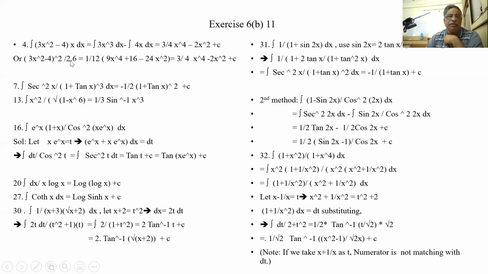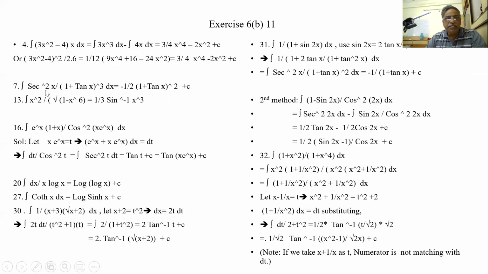If I expand this, I am getting 3 by 4 x to the 4 minus 2x square plus c, same as this. Here what we have done: 3x square into x is 3x cube, minus 4x. So this is 3x to the 4 by 4 minus 4x square by 2. This is the easy method. Expansion is the easy method. This is slightly complicated, but we should have knowledge that both processes are okay. We should be able to identify this is f of x, f dash x.